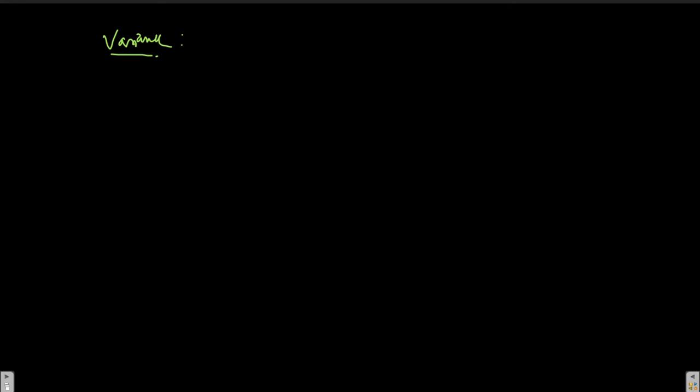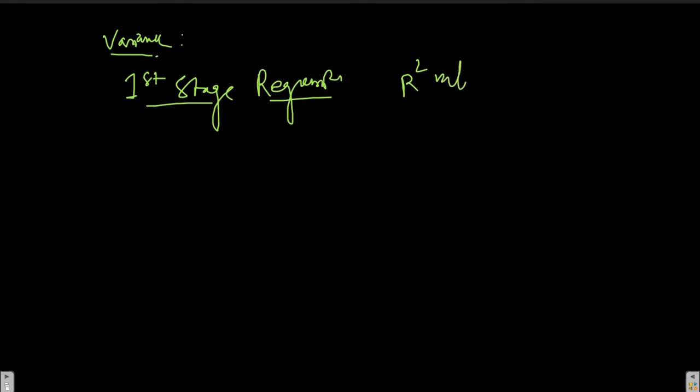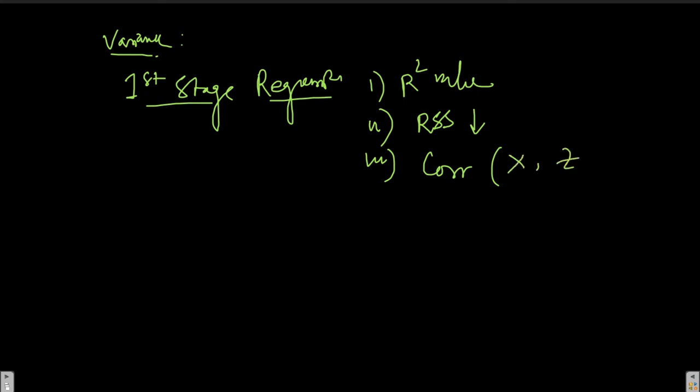The second part is when we do the first stage regression. I said in software it usually doesn't give you the result for the first stage regression. So what you do is run the first stage regression separately, and you see if the properties are satisfied. So usually what properties do you see? A very good R square value. Then secondly, you see if the residual sum of squares is low, and third, you want the correlation coefficient or the covariance between X and Z to be a good one. It has to be a good correlation coefficient.